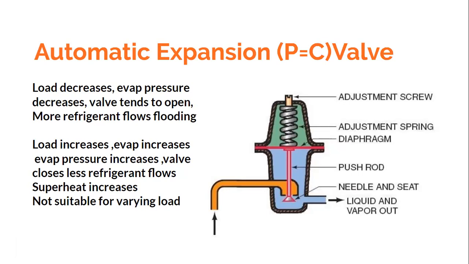So it is functioning just the opposite way. This is the most important disadvantage: it is not suitable for varying load. For varying load, it is totally inappropriate. But then why are we using the automatic expansion valve? The disadvantage we had said: it does not cater to varying load. In fact, it behaves exactly the opposite of the way it should behave for varying load.